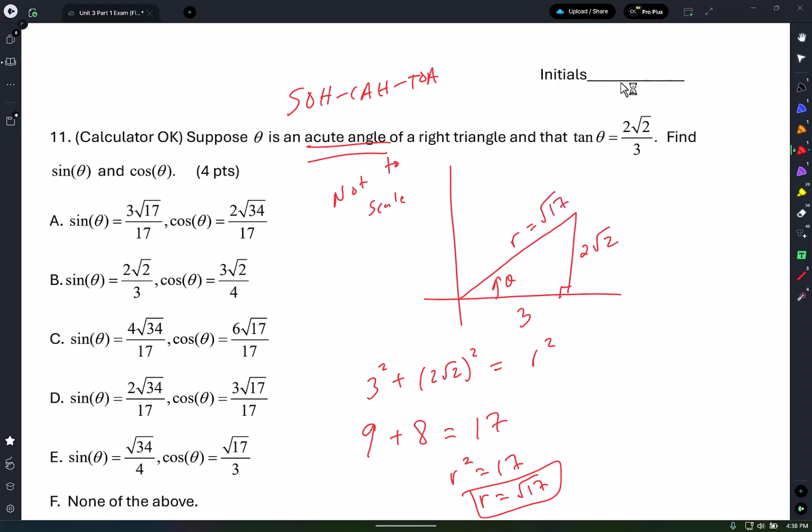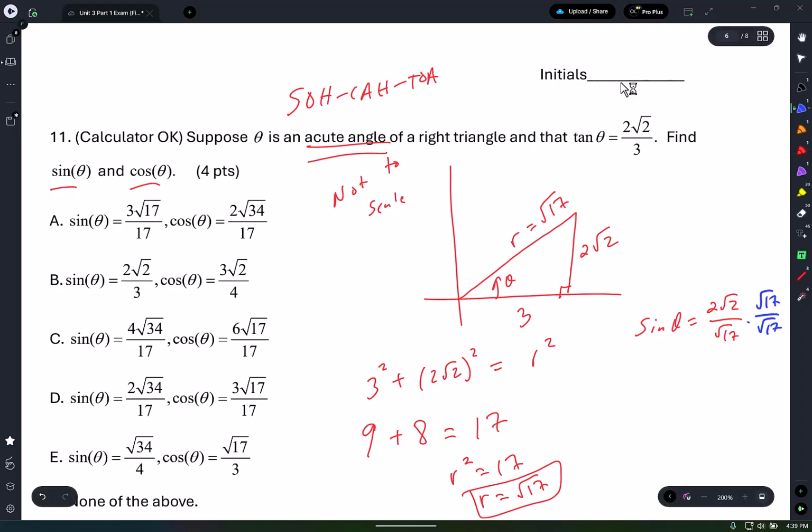Okay, now we're ready. They want sine and cosine. So I'm going to go sine theta equals opposite over hypotenuse, 2 square root of 2 over square root of 17. And then I'm going to multiply this by square root of 17 over square root of 17. So you're going to get 2 square root of 34 over 17. So there it is. That's what sine theta is. We're still okay?